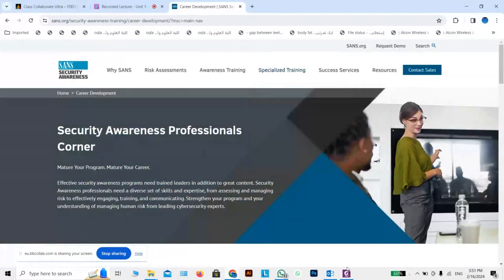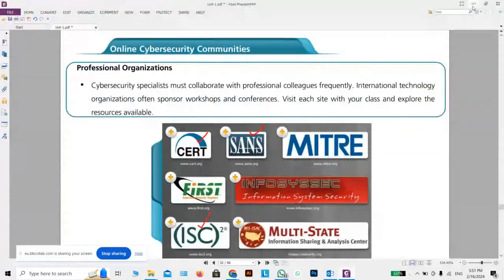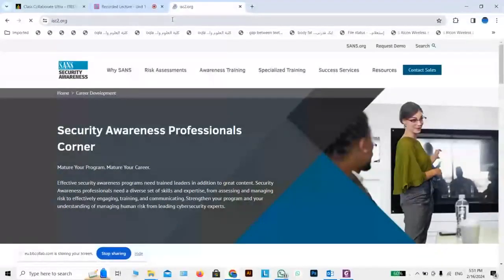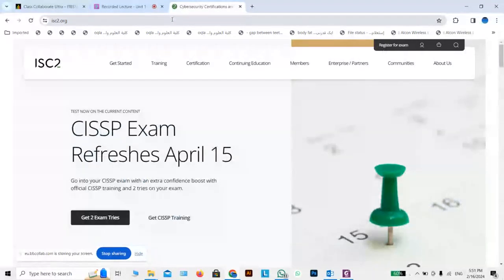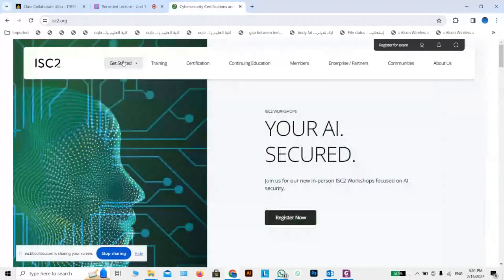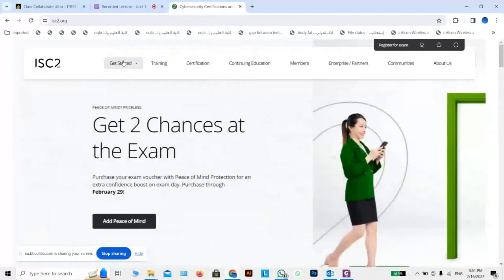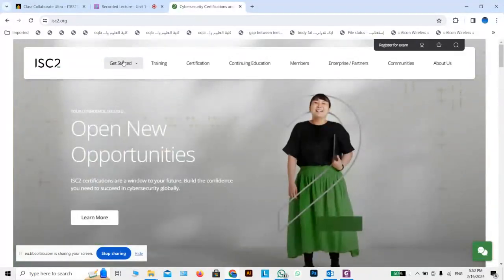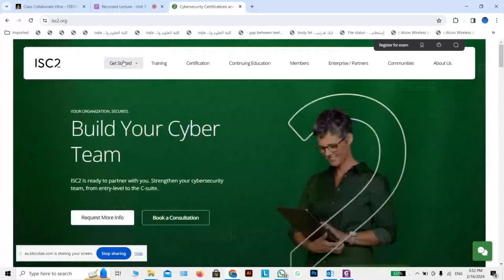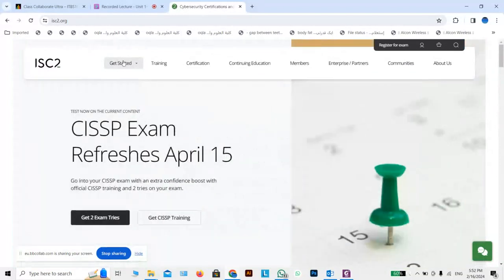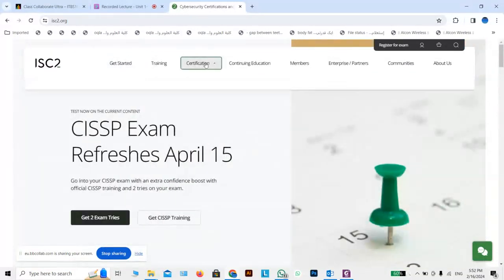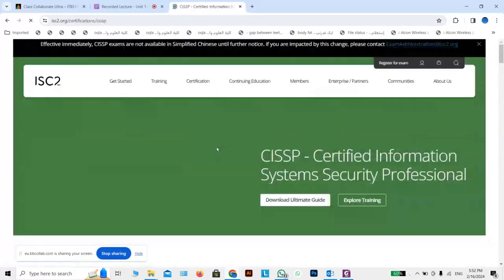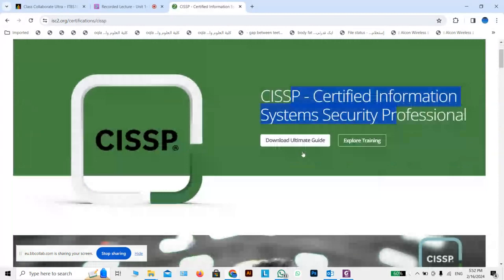Okay, let's move to the third one that's called ISC2. So this is all about the International Information System Security Certification Consortium. Here's their website. So it's also a non-profit organization that focuses on training for cybersecurity professionals. It is considered the world's largest IT security organization, and it is widely known for valuable certification and credential options. Like for education here, there are multiple certifications like this. For example, CISSP here is Certified Information Systems Security Professional.